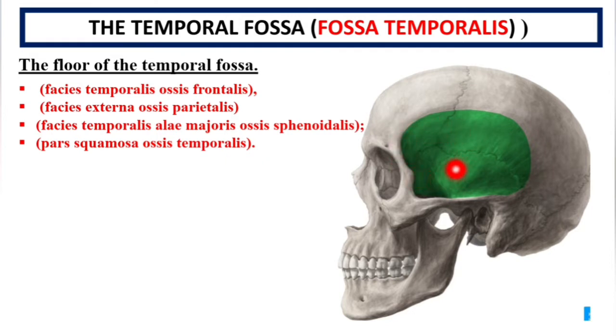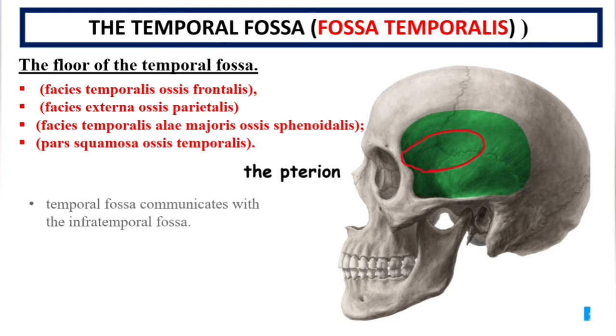You can see in this region these four bones articulate, and this region is particularly weak, so it has a special name. It's called the pterion. The pterion is weak, right? The temporal fossa communicates with the infratemporal fossa. How? There is a gap between this floor and the zygomatic arch, and that's how it communicates with the infratemporal fossa. And there is a zygomatico-temporal foramen, foramen zygomaticotemporale, right?